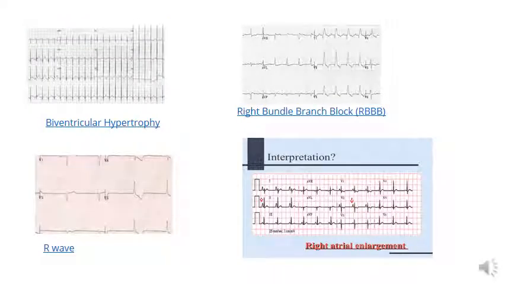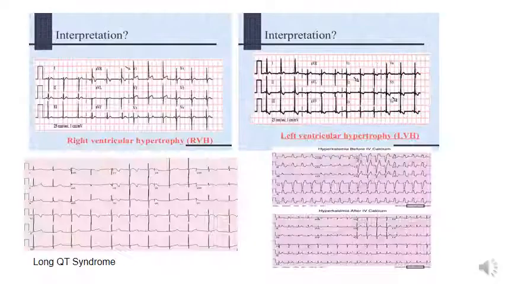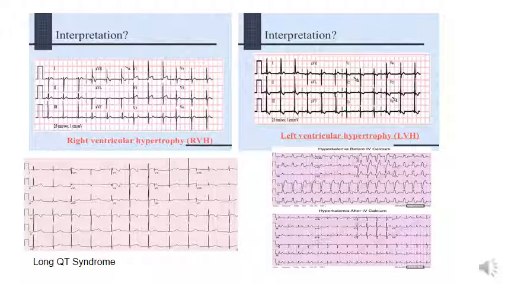Here you see biventricular hypertrophy, lead V1, left chest lead and right chest lead. R wave here. And you see right atrial enlargement, peaked P wave. This is right bundle branch block. You see here, here, and here. Here also, right ventricular hypertrophy. You check it as homework for you.